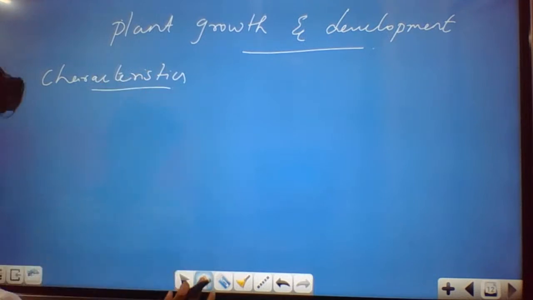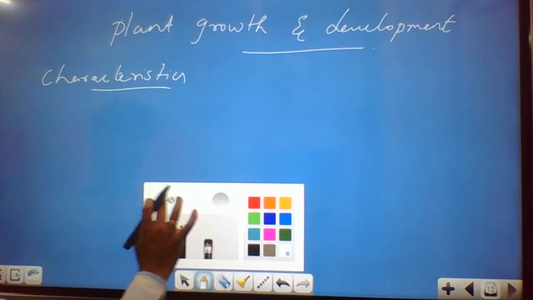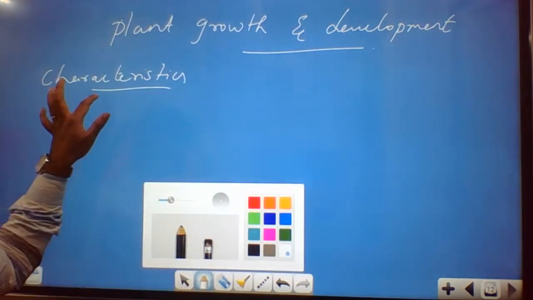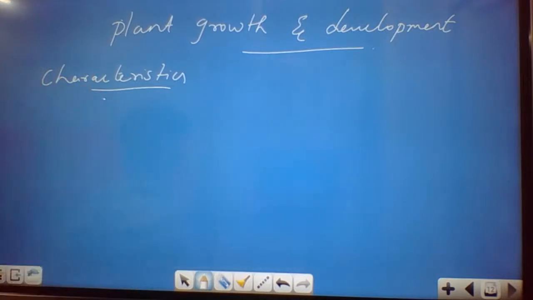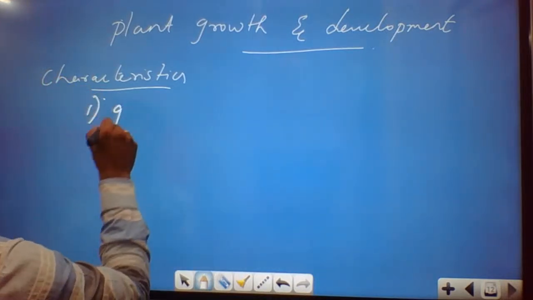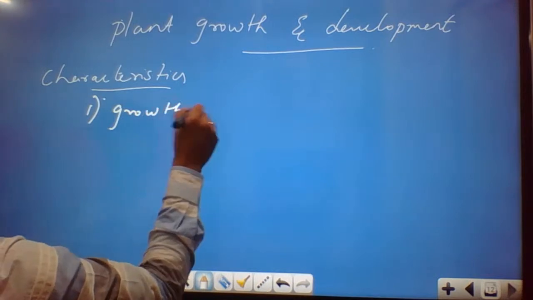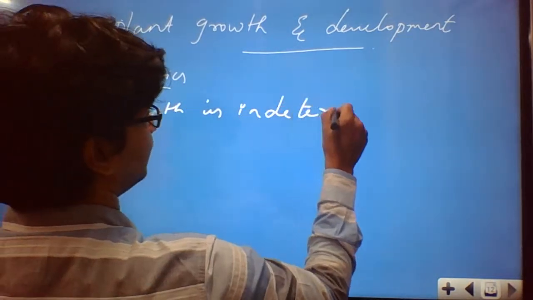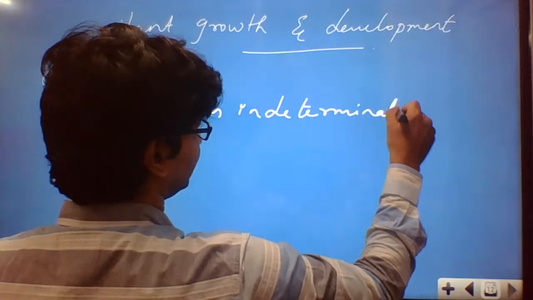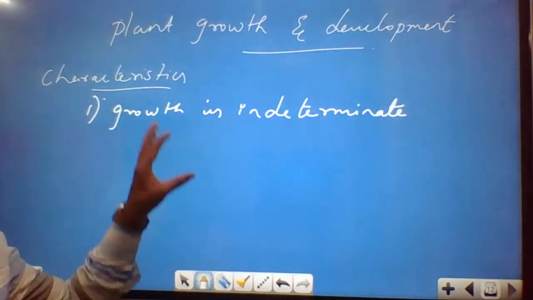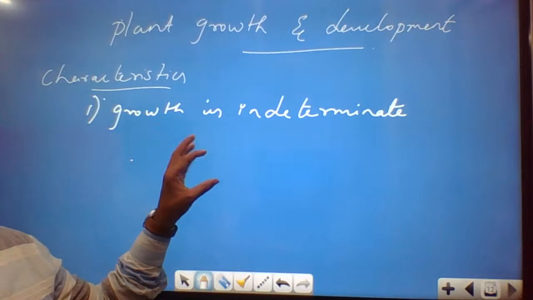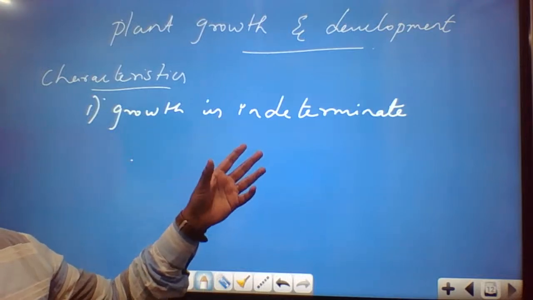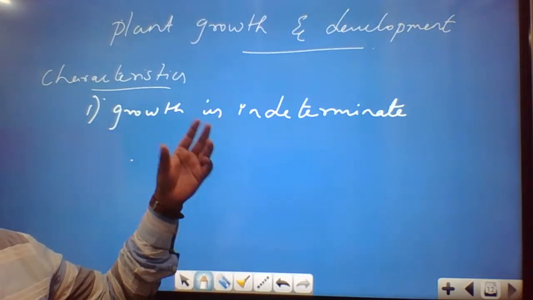Characteristics of the growth. Coming to the characteristics, the first and foremost thing, as far as growth is concerned, is that growth is indeterminate. But in a few cases, you could see that growth can be determinate. As I told you, growth is indeterminate, like you could see in meristem tissues, where it is self-perpetuating.